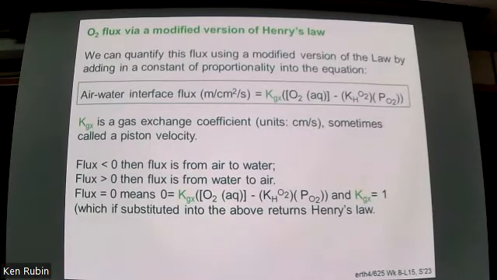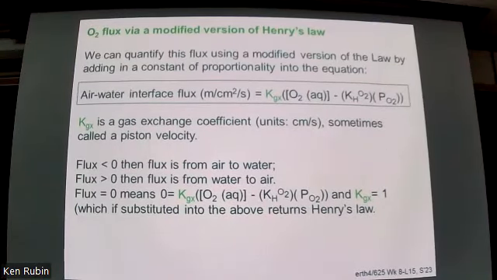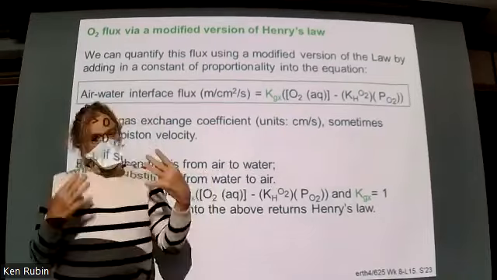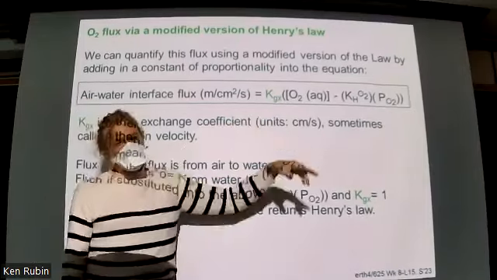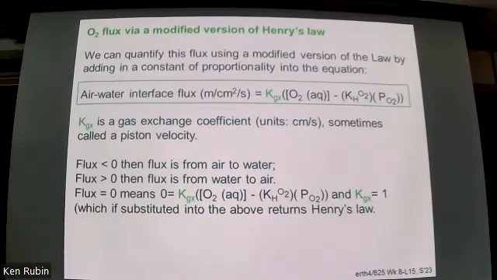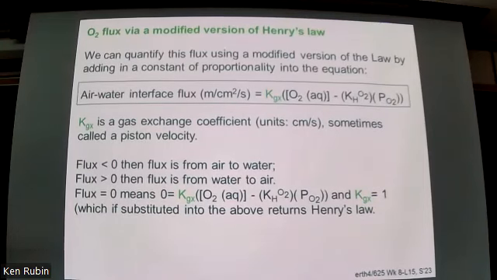So we can measure air-water interface fluxes, and this is the same units I introduced to you earlier, moles per centimeter squared per second. And so we can say that the flux is going to be, this is that Henry's law equation that at equilibrium equals 0, right? But when it doesn't equal equilibrium, we can put in a constant of proportionality called a K gas exchange, which is basically a diffusion constant. In this particular example, it's not written with the letter D, it's written with a K.